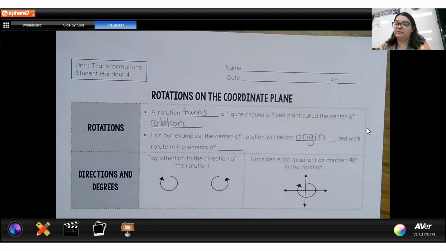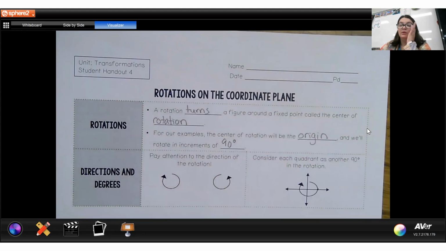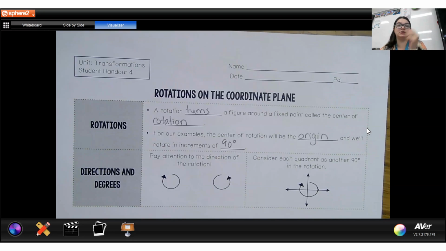So, for everything in this unit, our center of rotation is going to be the origin. We still need to make sure that we explain that in our complete sentence, that it's rotating around the origin. And we'll rotate in increments of 90 degrees. So that's another thing in this unit, we're only going to focus on 90 degrees. So 0 degrees, 90 degrees, 180 degrees, and 270 degrees. And then all the way back around a full circle is 360 degrees.